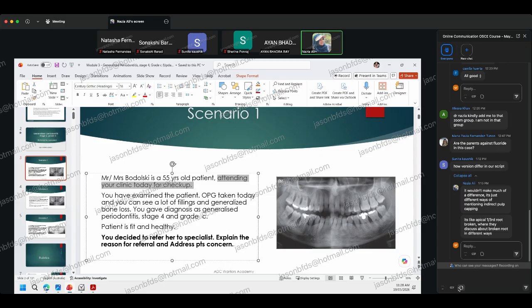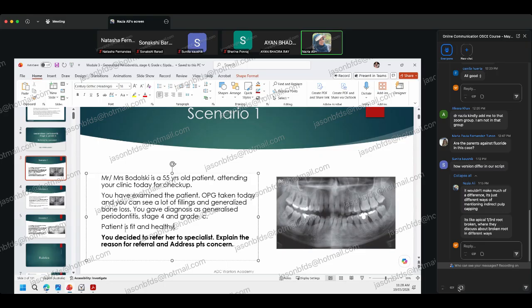Did you read the scenario? It says attending your clinic today for checkup. So whatever reason they're here, this is going to be your starting statement always. This shows the examiner you've read, you know the situation. Also, you need to see if it's not given on the screen or if it's not on the table, then it's not done. So here, OPG is given.